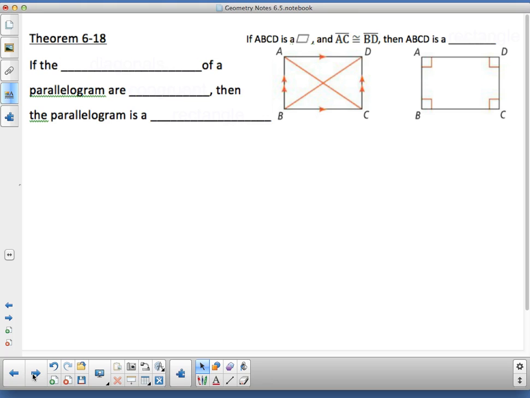Now, theorem 6.18. If the diagonals of a parallelogram are congruent, hey, then the parallelogram is a rectangle. Again, we have that little parallelogram picture, that shortcut. If ABCD is a parallelogram and segment AC is congruent to segment BD, then ABCD is a rectangle. Now, keep in mind, segment AC and segment BD are diagonals. Diagonals being the same is another sneaky little way they're going to tell you that the diagonals are the same without even saying a word.